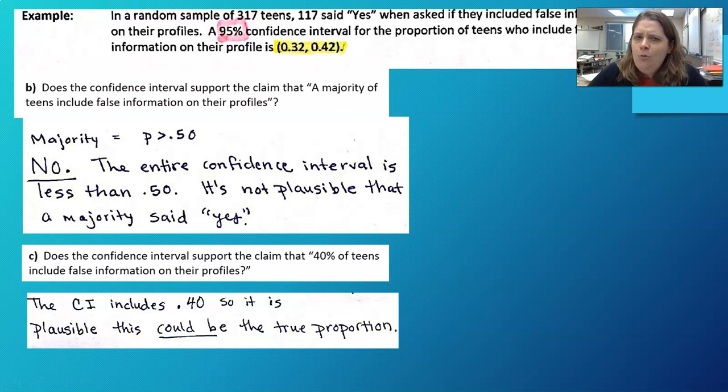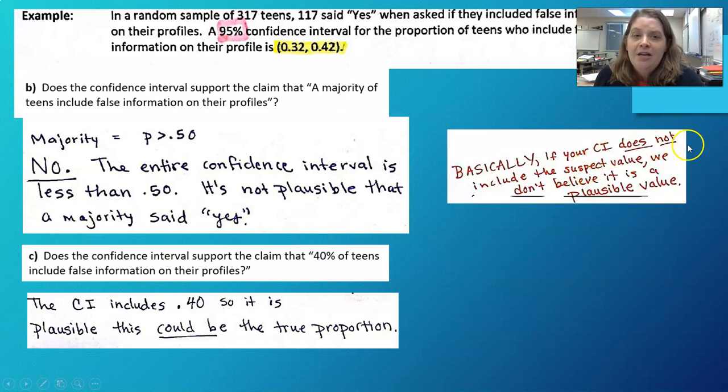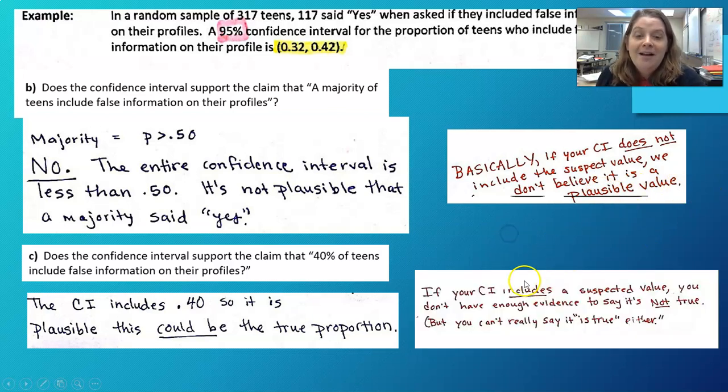Now you want to be really weaselly on this. Basically, here's the idea. If your confidence interval does not include the suspected value, then we're saying it's not going to be plausible. But if your confidence interval includes a suspected value, basically you don't have enough evidence to say that it's not true. It's in there. It could be true. Plausible. Okay, but you really can't say it is true either. I can't say that it is true. I can just say that it's plausible that it could be. Okay, so you kind of have to be a little bit weaselly, but it's in there, but that doesn't mean that's the right answer. It's one of the possible right answers.